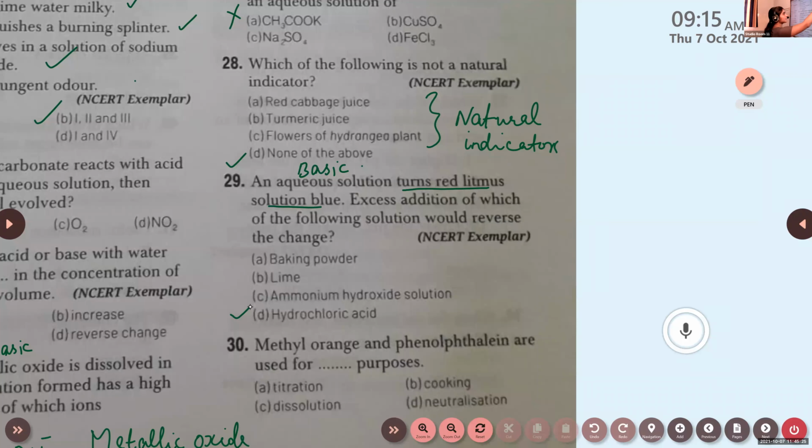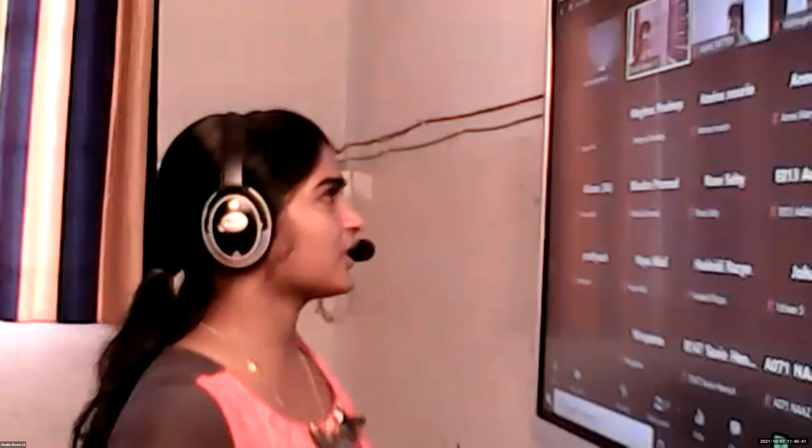Cooking? These all are chemicals. How can we cook that? Here it is used for titration. Do you know what is titration? Any idea? In your plus two, you will have chemistry labs, right? So we will do this titration.